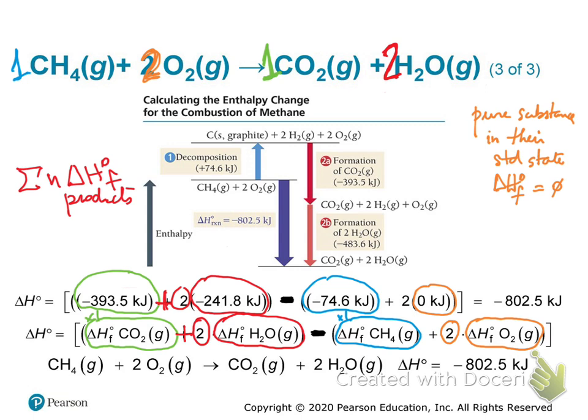So once we substitute everything into the equation, we of course completed the reactant side. So we completed summation of n delta H0F for the reactants. That concludes everything. Then we can put all these numbers together and find the actual result.